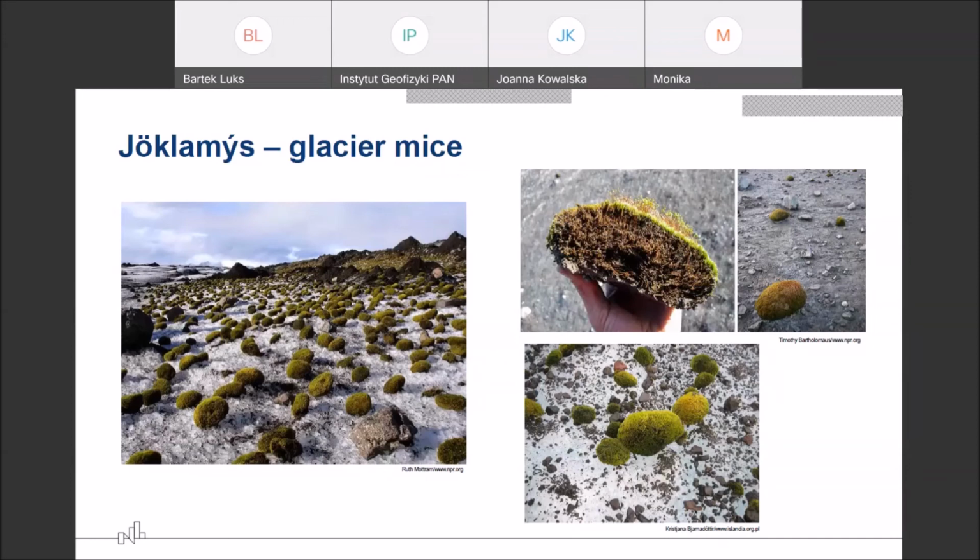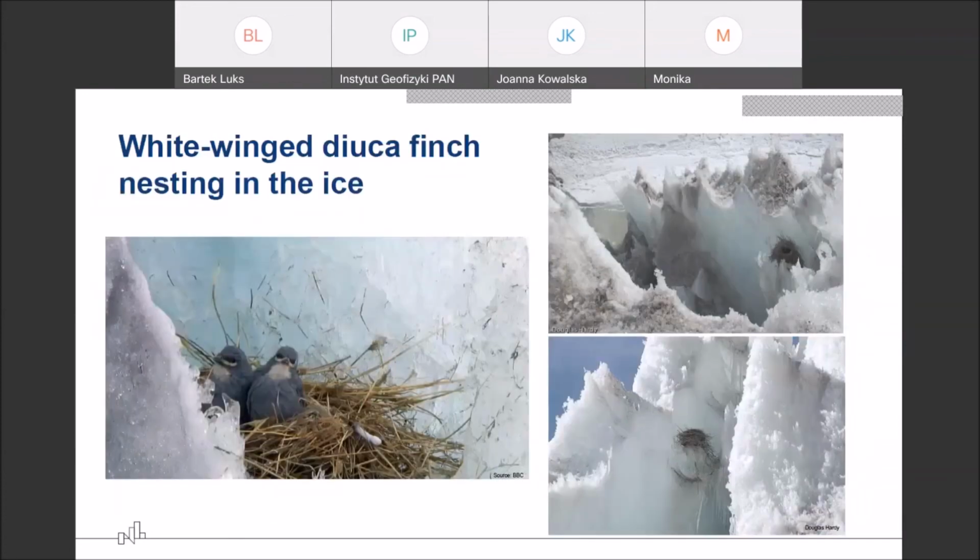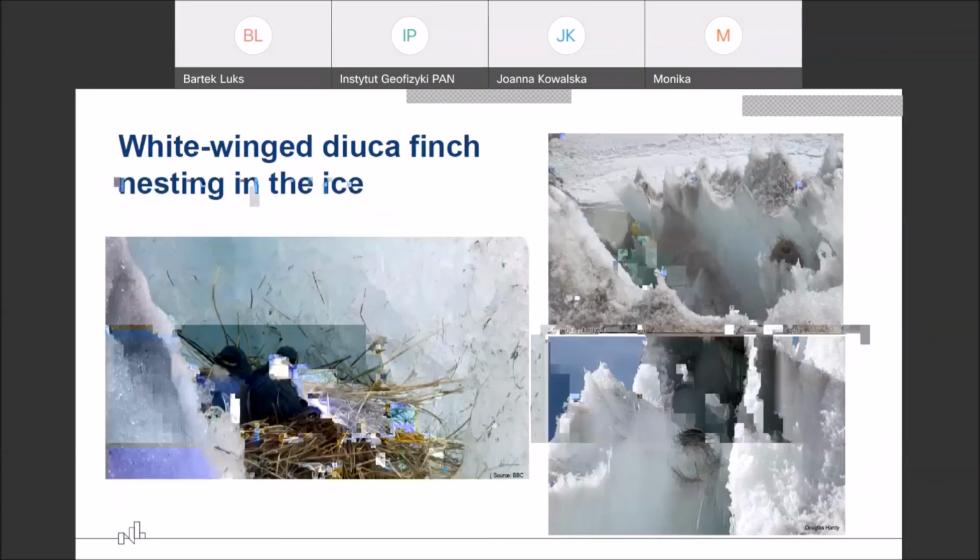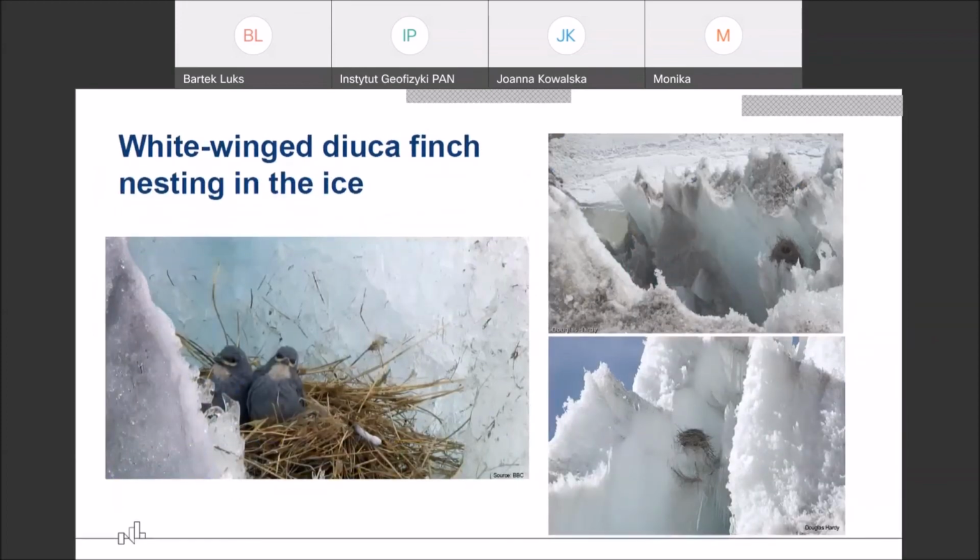And very often you can see a lot of them moving like pebbles on a glacier surface, like in these pictures on the left. It's not like there is only one and nothing else. There can be a lot of them. And it's not the last one, there are many more creatures living on a glacier.